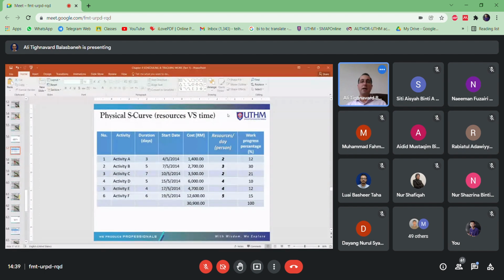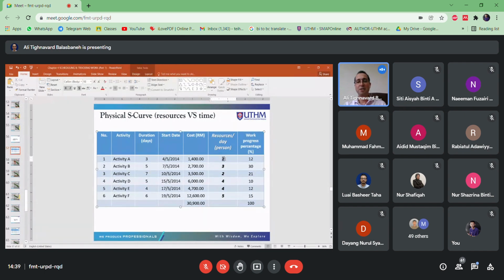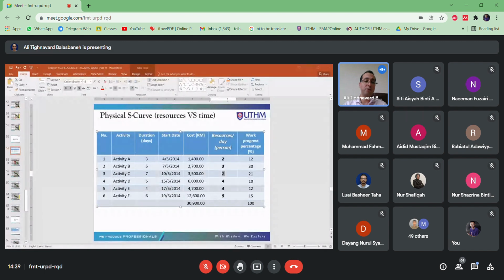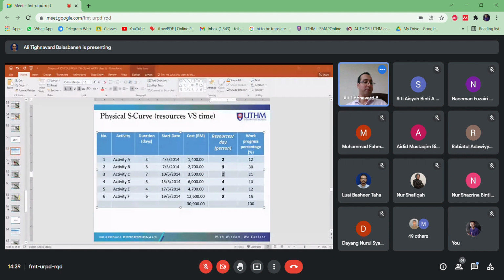But I have a question. Why is the resource important, that we bother ourselves to draw the S-curve for it? Take a look at this example: just 2 workers today, 3 workers on another activity, 2 workers. Is it really important that you bother yourself to draw anything for it? Any answer? Yes, okay, yes. Because the resources are limited. How are they limited? They have their own setting, like for each day how many percent they can provide to make the work done.